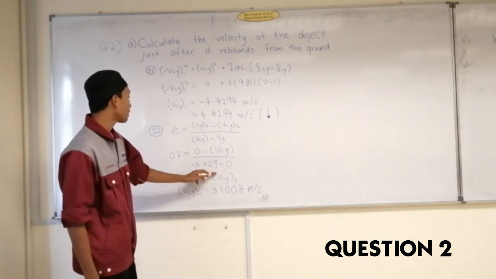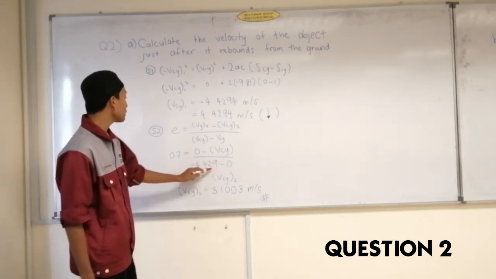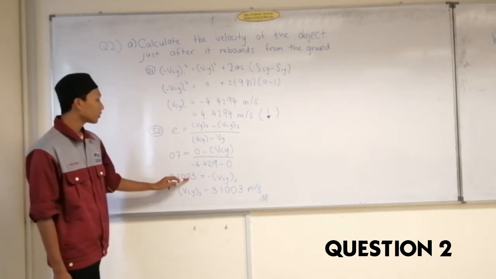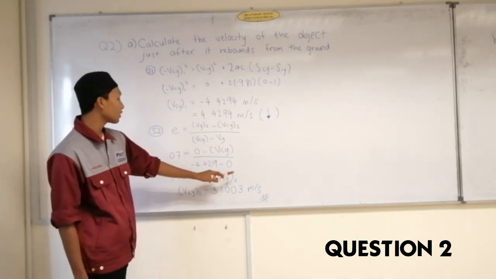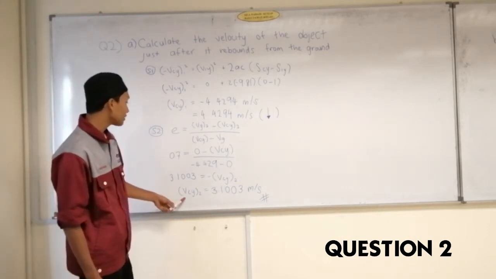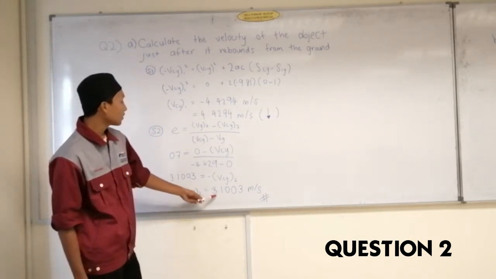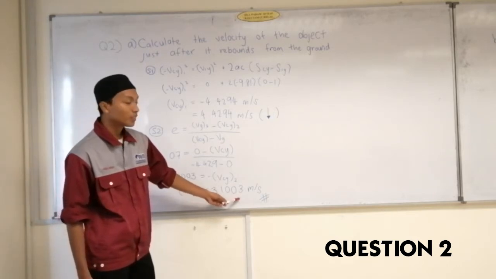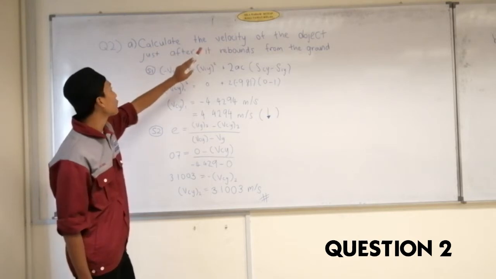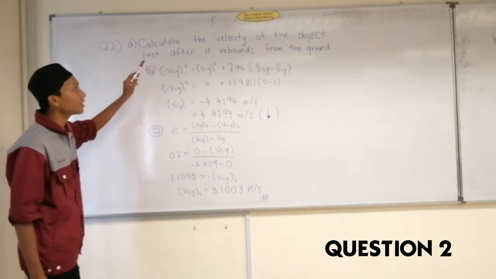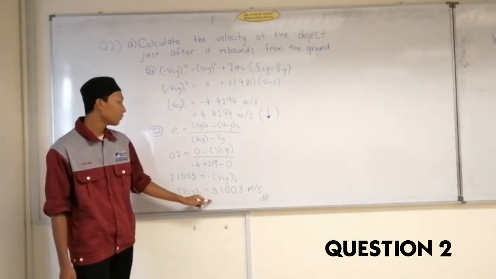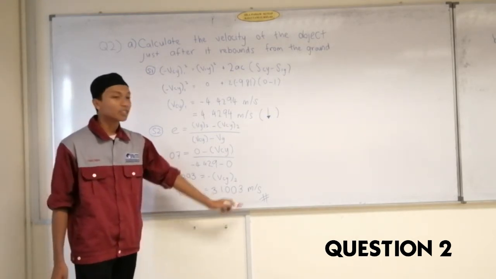So we move this one here and we get 3.1003 equal to VCY2. So finally we get the answer VCY2 is 3.1003 meter per second. So the velocity of the object just after it rebounds from the ground is 3.1003 meter per second.